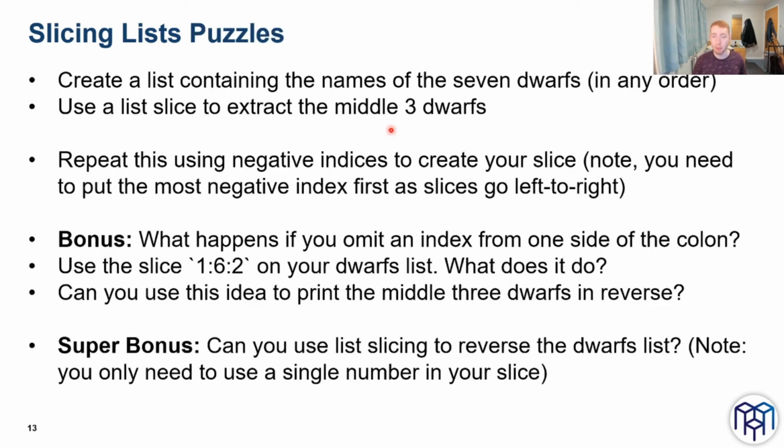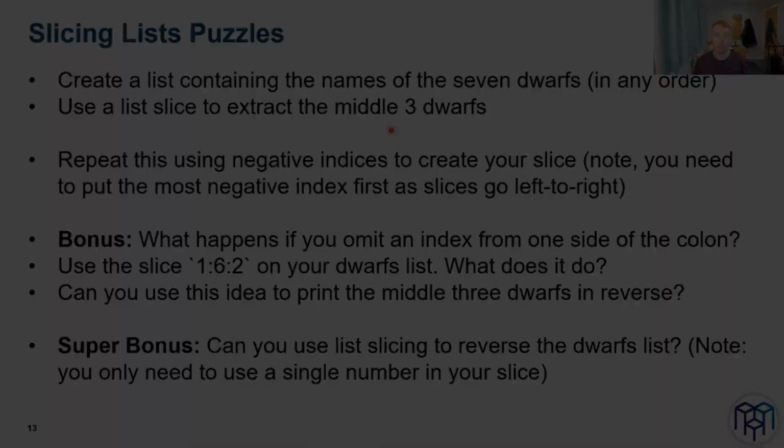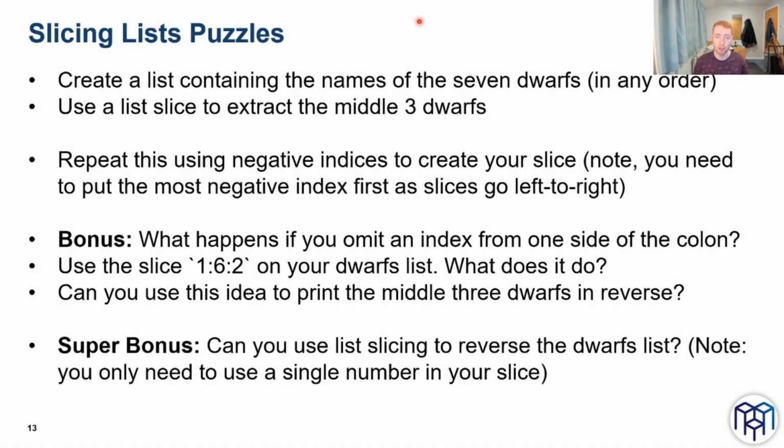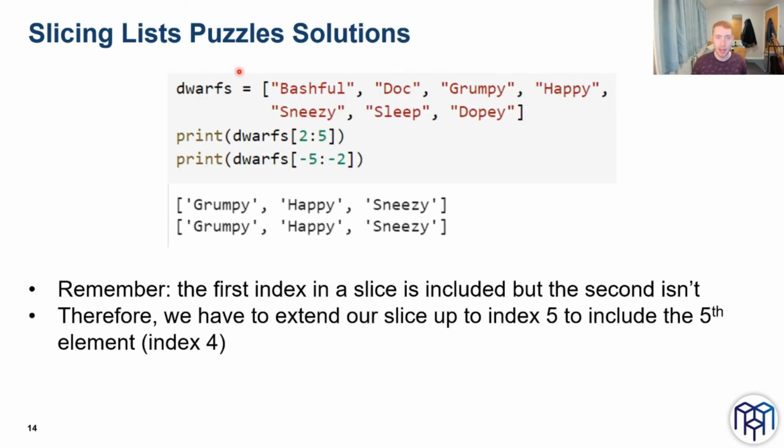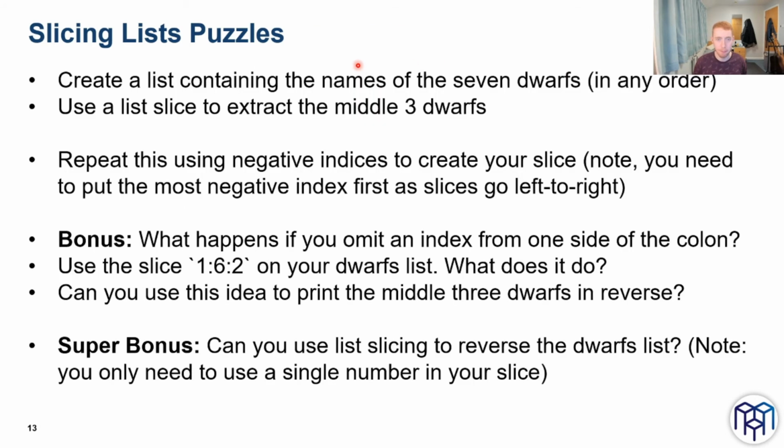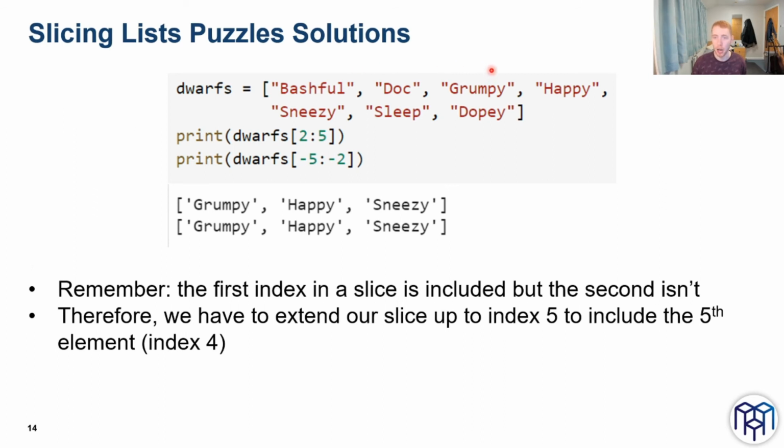Okay, so let's have a go at applying that in this puzzle. We'll join back in a second. Okay, so hopefully there wasn't too much trouble with that. Let's have a look at the solution now. So we're going to have something like this. We have the names of the 7 dwarves here. You could have had them in any order, but I ended up with this one. And so we want to extract, was it the middle 3? Yeah, the middle 3. So grumpy, happy, and sneezy.